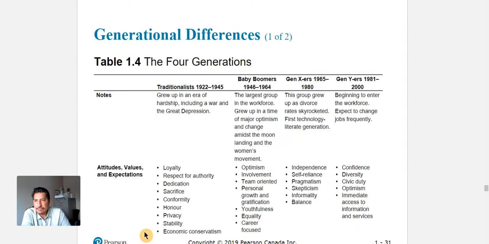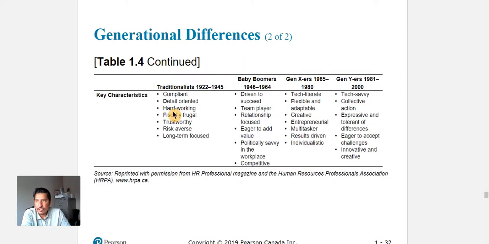Generational differences, right? One is loyalty. If you see the traditionalists, 1922 to 1945, they were loyal. Baby boomers, optimism. Generation X, independence. And Generation Y, confidence. So these are the four generations' differences in terms of their norms, attitudes, values, and expectations. It continues on to the next slide as well.